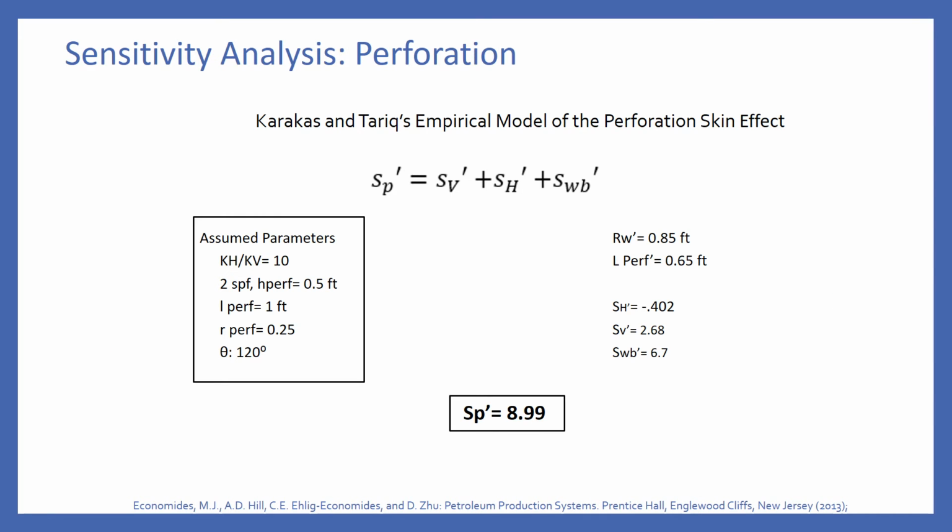In addition to an analysis of an inclined wellbore, we also examined the effect of perforations on production. We selected reasonable perforation characteristics. We used Karakas and Tariq's empirical model to calculate perforation skin since the length of our perforations was longer than the damage zone. This allowed us to neglect Hawkins' formula and simply use the perforation skin that we obtained of 8.99.